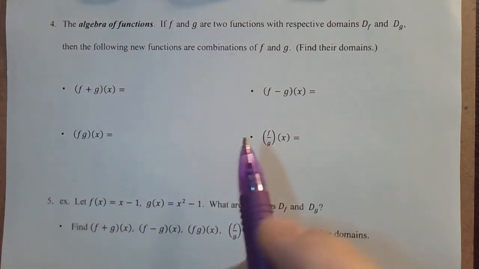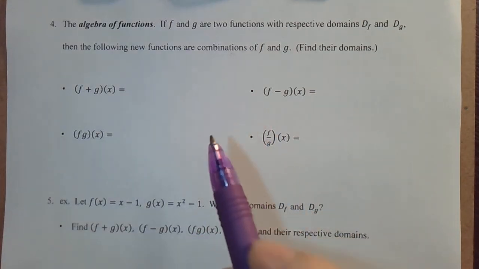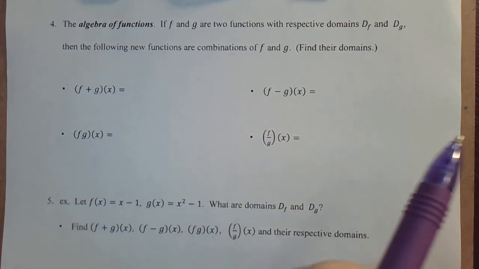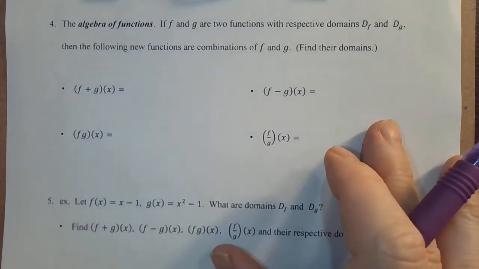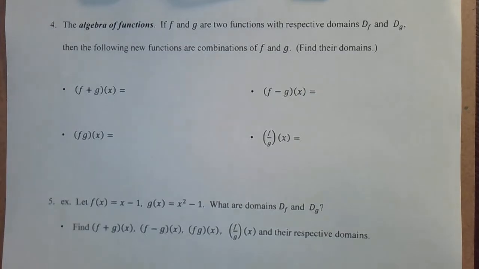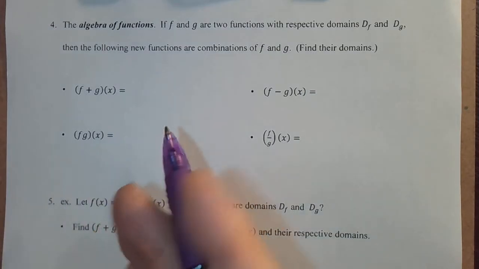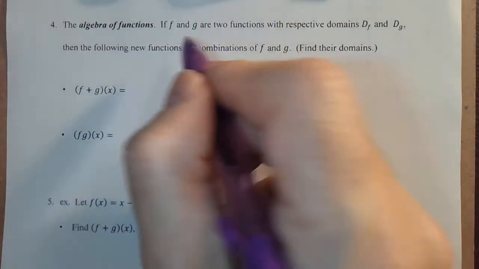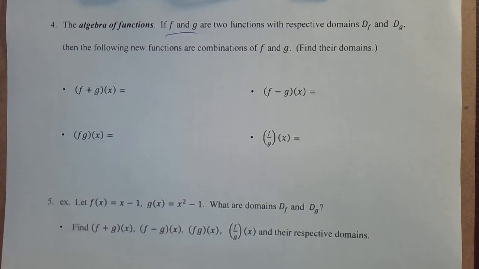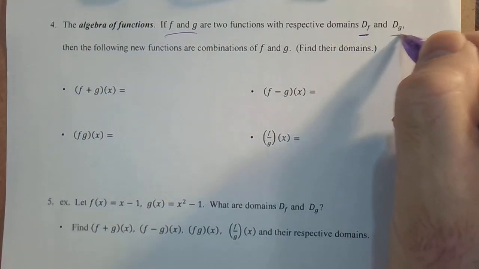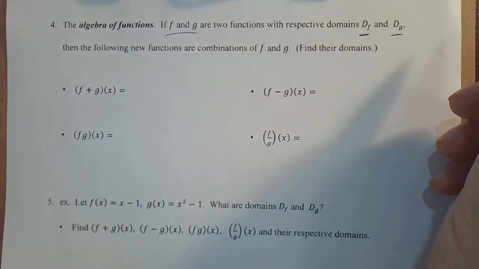Now that we know how to find the domains of certain functions and how to express those domains using intervals, let's look at a little bit of a new topic, the algebra of functions. We're going to learn how to create new functions from given functions. What we're going to be given are two functions, f and g. And as usual, their domains would be capital D sub f and capital D sub g.